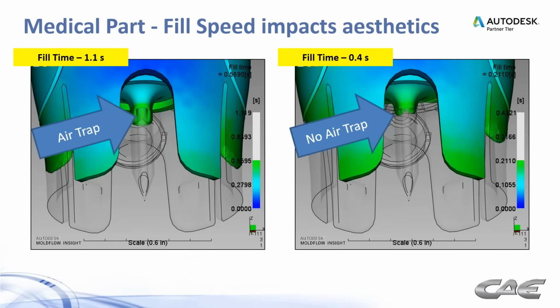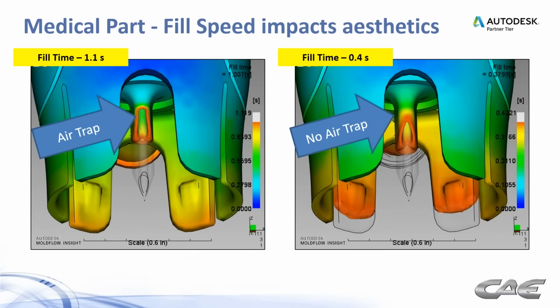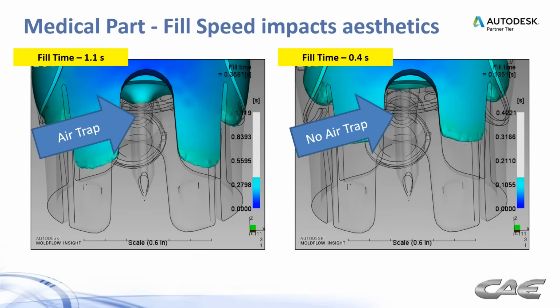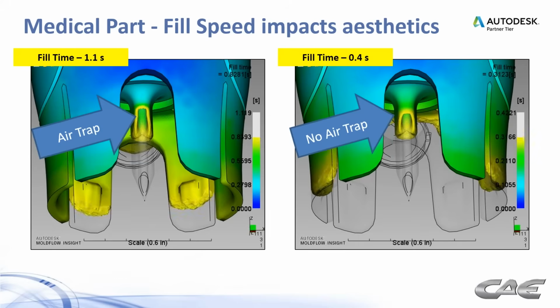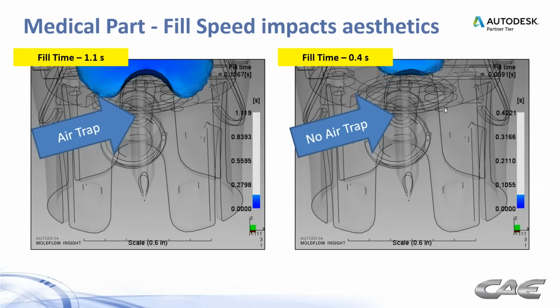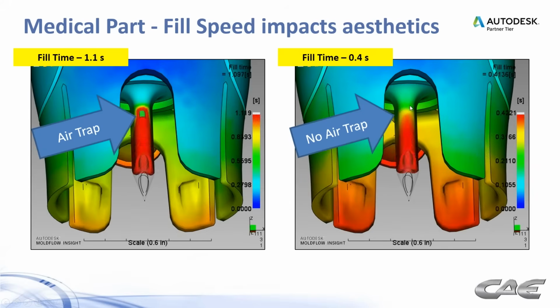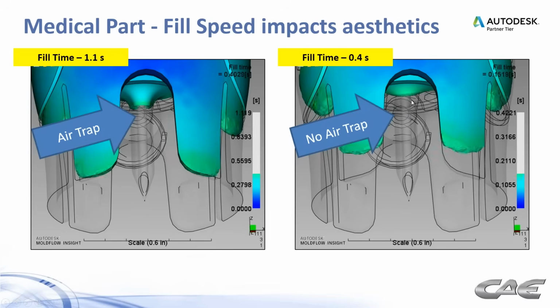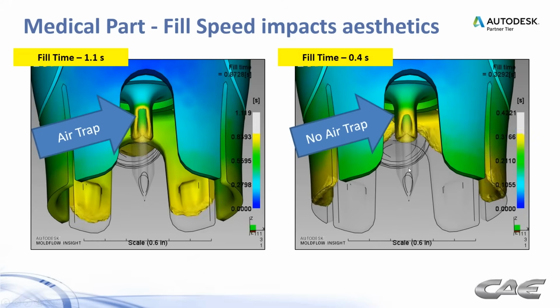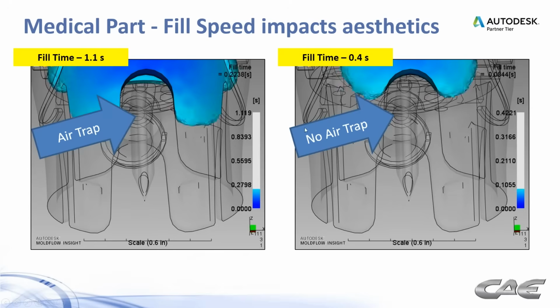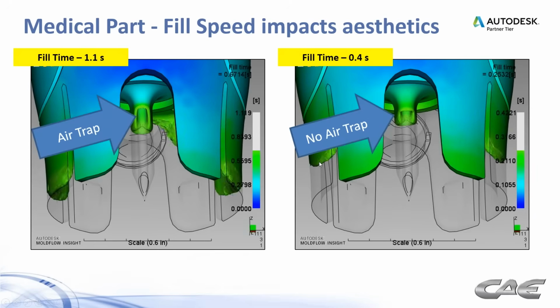But again, when you have to rely on that, sometimes you're not going to be able to achieve the process that you need to fix the problem. In this case, the real solution was a part design solution by thickening this area up and reducing that hesitation effect altogether over a wide range of fill times.